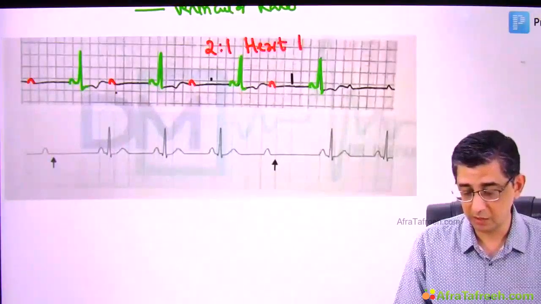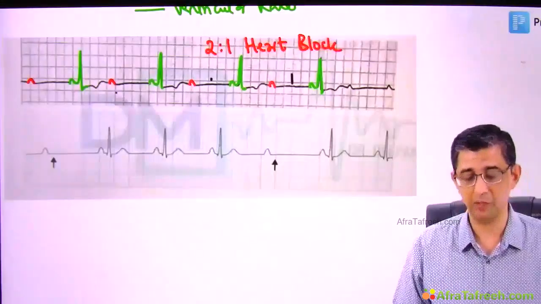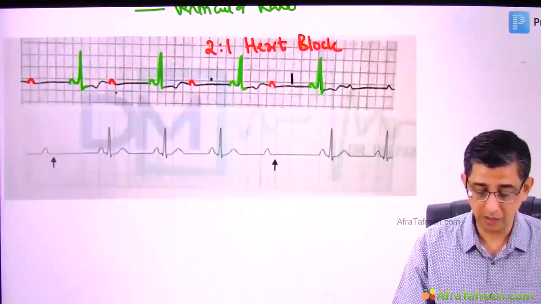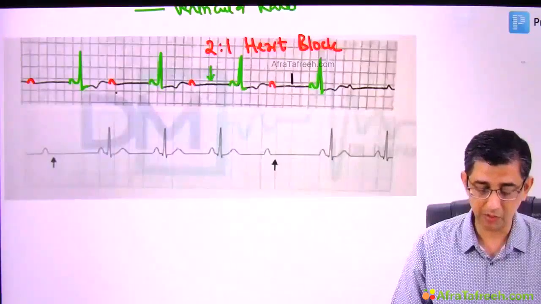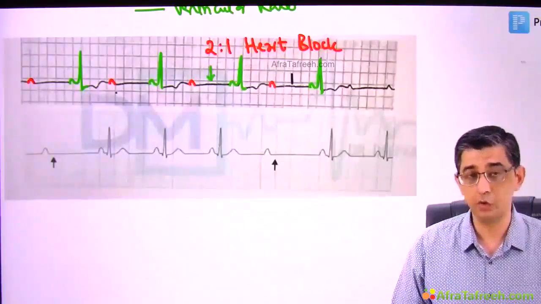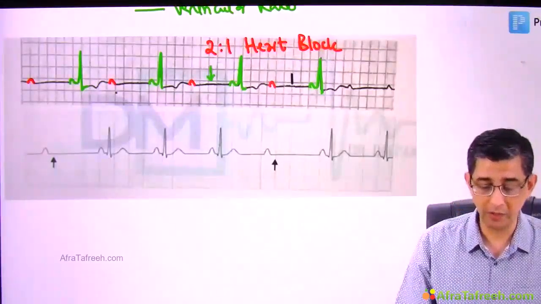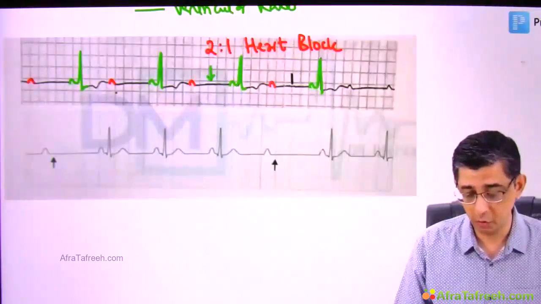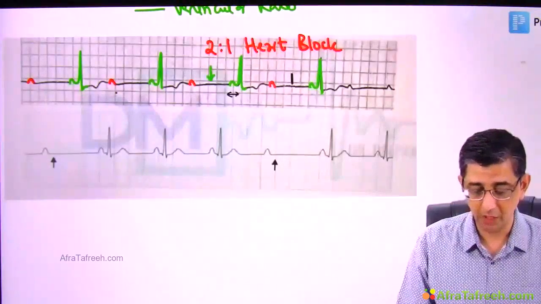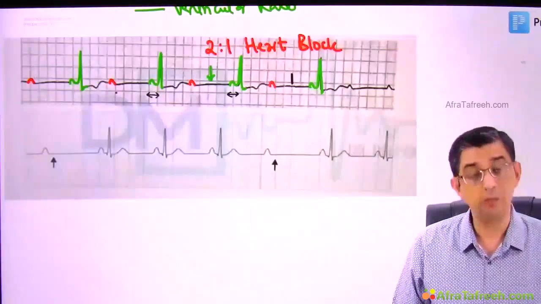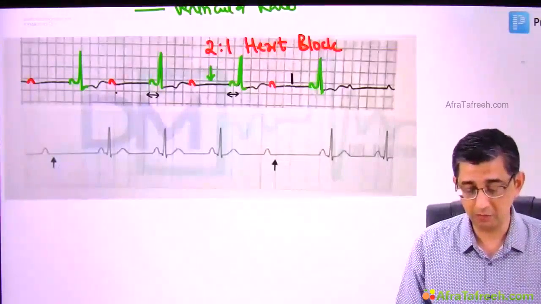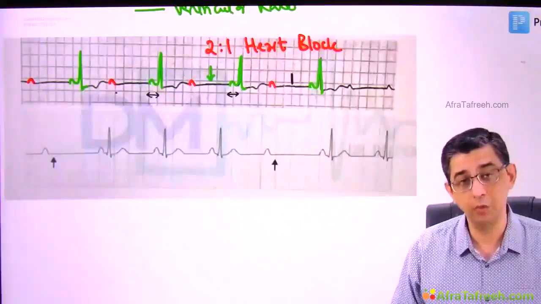At this juncture, I also want to say that after every other P, let me just draw a vertical arrow to say that there is no QRS complex. So you might get the impression that, okay, this is Mobitz 2 heart block. Because you're getting an impression that this is Mobitz 2 heart block, what will you do? You will look at the PR interval after and look at the PR interval before, but you will notice that because the PR interval before and after is equal, you can answer this as Mobitz 2 heart block.